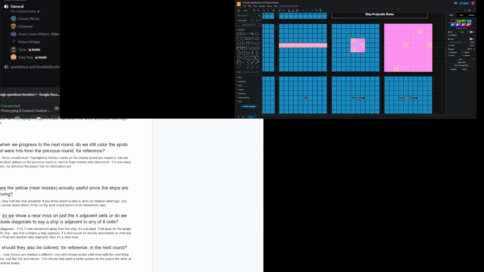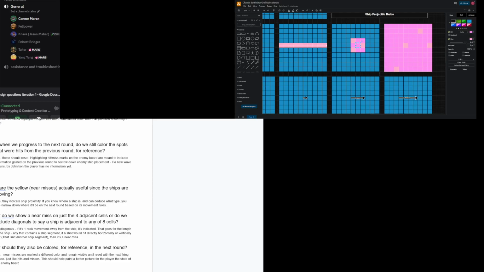Okay, near misses. Are the yellow near misses actually useful since the ships are moving? I said yes. They indicate ship proximity. If you know where a ship is and can deduce what type it is, you can narrow down where it's going to be on the next round based on its movement rules. It's all information about where the enemy ship is.